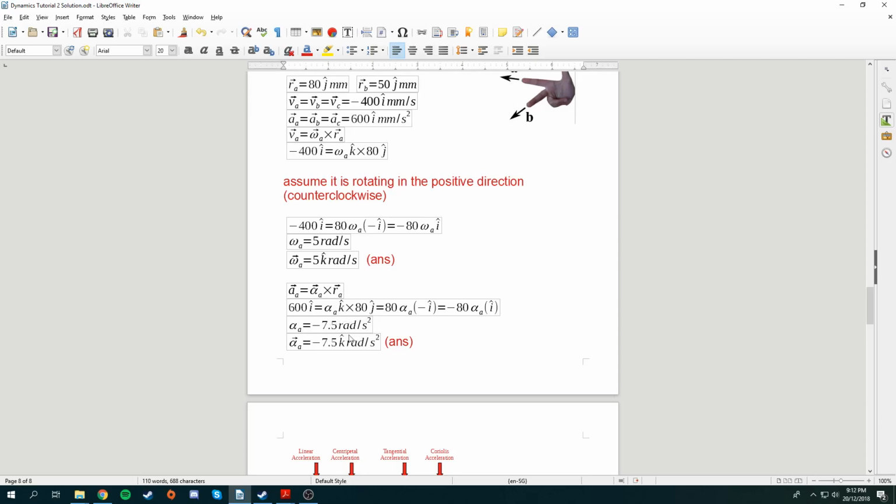However, I got a negative value. This means that my initial assumption of this accelerating in the counterclockwise direction is wrong. Hence, I have a negative value. So now I know that the vector of this angular acceleration is negative 7.5 in the K direction, radians per second square. Basically what this is trying to say is this is accelerating in a clockwise direction.